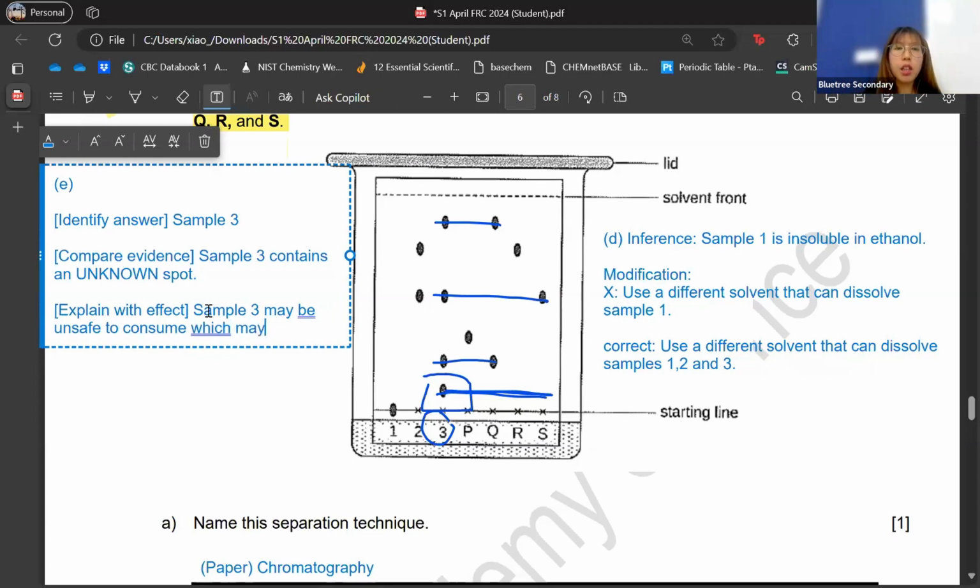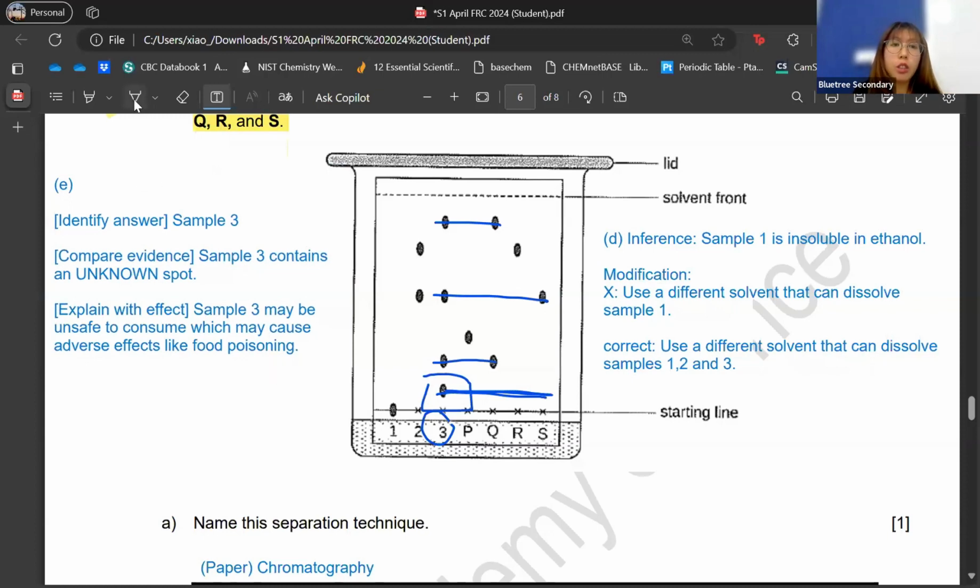Which may cause adverse effects like food poisoning. You do not need to go on and say a lot of examples like food poisoning, death, vomiting, whatever. No need. Just give one simple example to illustrate what you mean by the adverse effect.